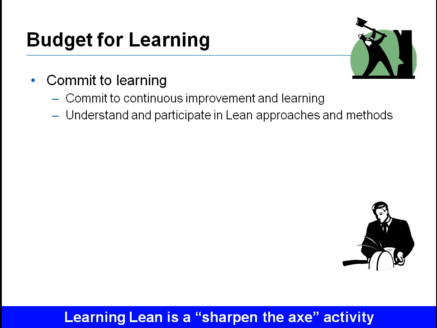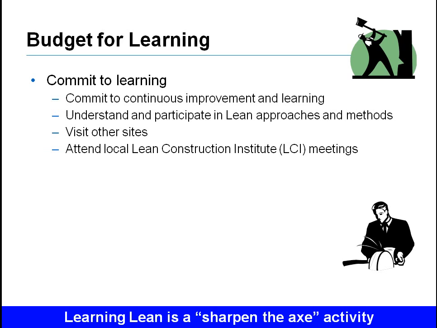Learning is a sharpen-the-axe activity. It requires periodically stopping to evaluate the team's lean effectiveness. This can be accomplished by as little as meeting for 1 hour every 2 weeks as a team to specifically address improvement. Also, taking time to visit other successful lean projects outside the company can help stimulate ideas for removing waste and improving the way work is being done. Another way to learn is by attending local Lean Construction Institute meetings to learn what others are doing to advance lean on their projects.